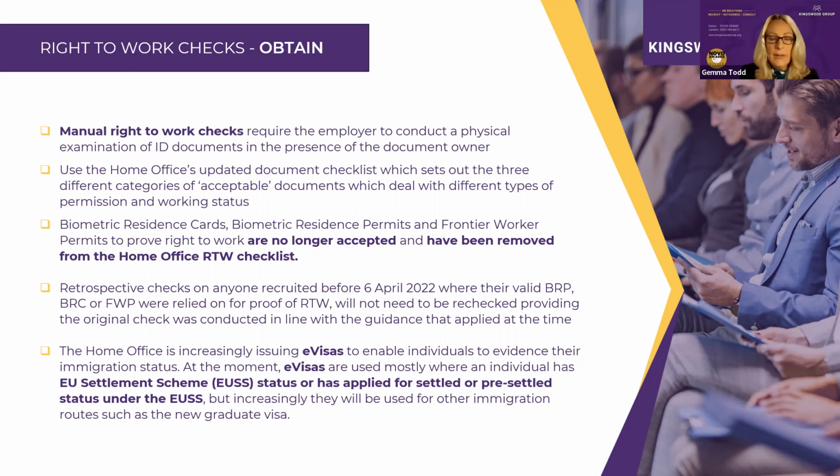List B Group 1 means that there is a time-limited statutory excuse in place, which will expire when the individual's permission to be in the UK expires, and you should carry out a follow-up check when the document evidencing their permission to work expires, ideally before then.